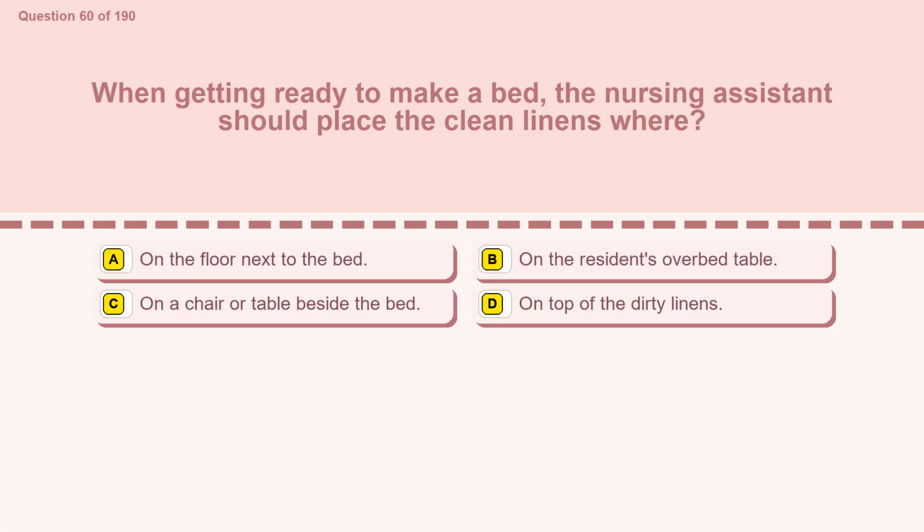Question 60. When getting ready to make a bed, the nursing assistant should place the clean linens where? Option A, on the floor next to the bed. Option B, on the resident's overbed table. Option C, on a chair or table beside the bed. Option D, on top of the dirty linens.